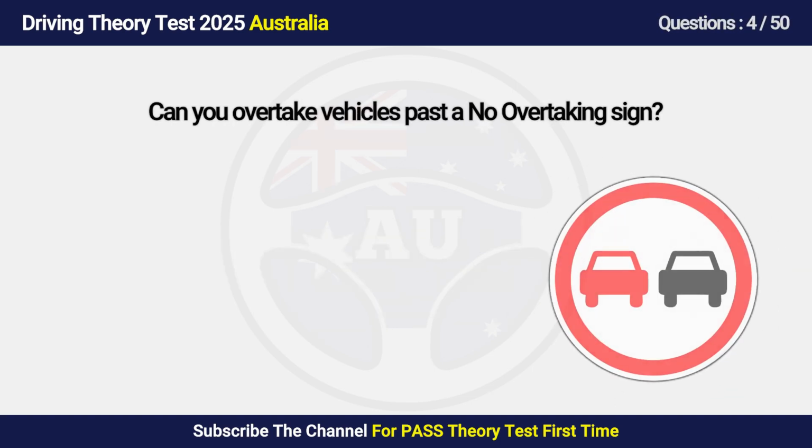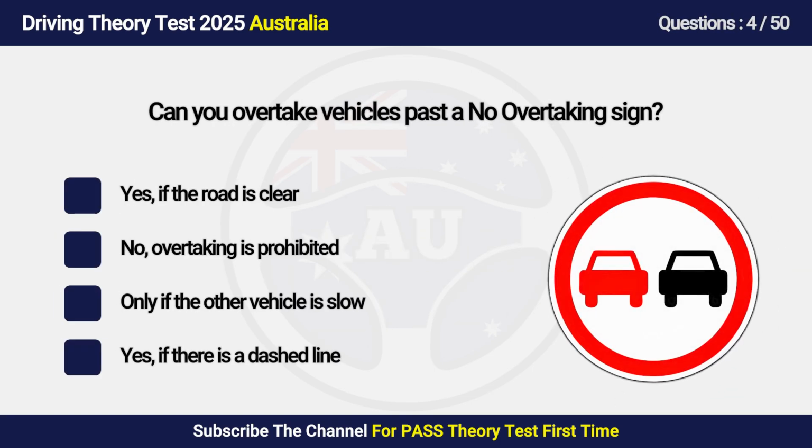Question 4. Can you overtake vehicles past a no overtaking sign? A. Yes, if the road is clear. B. No, overtaking is prohibited. C. Only if the other vehicle is slow. D. Yes, if there is a dashed line.